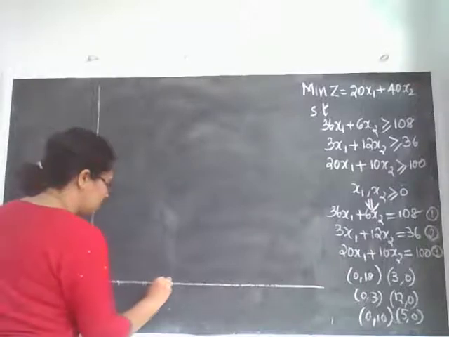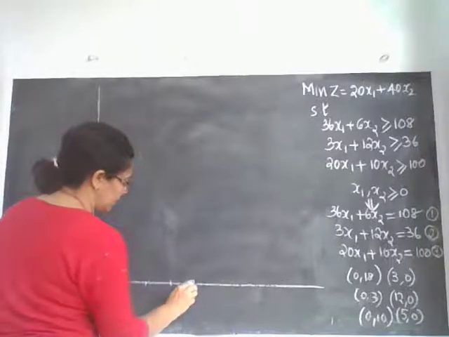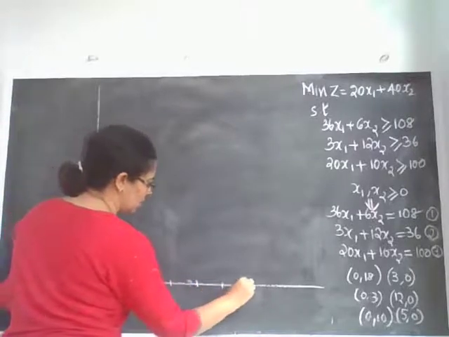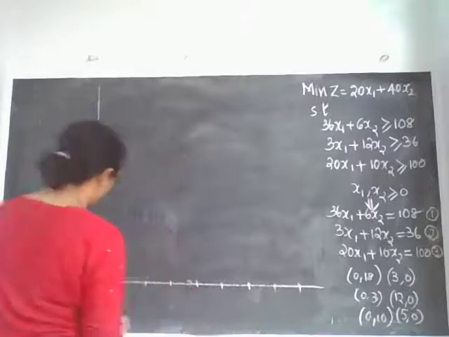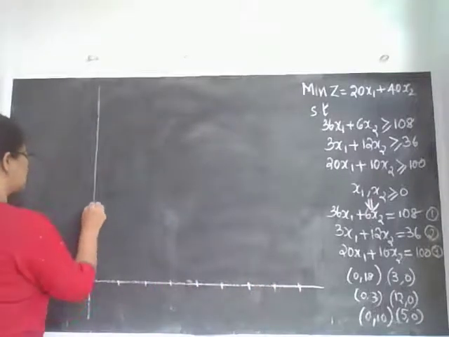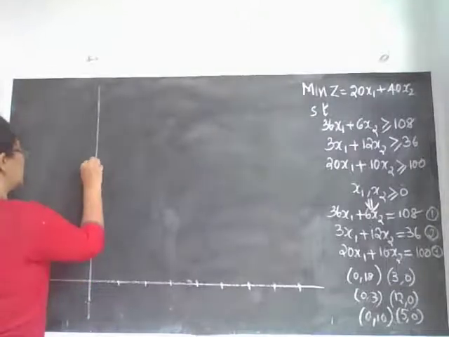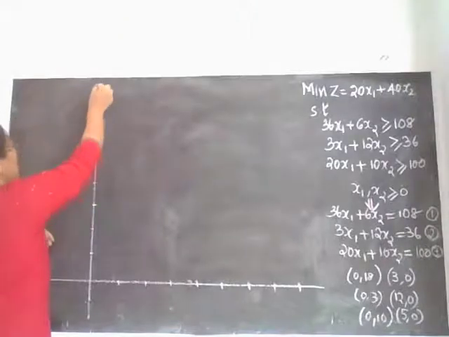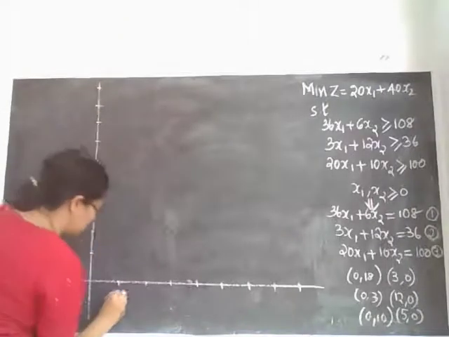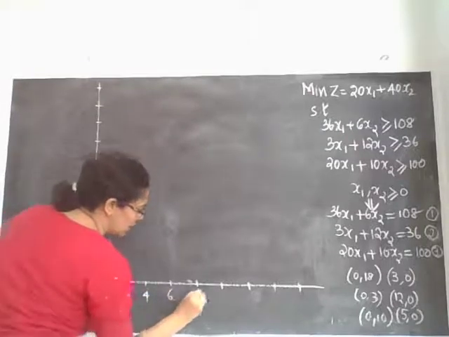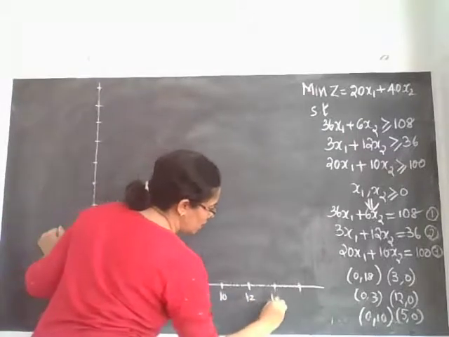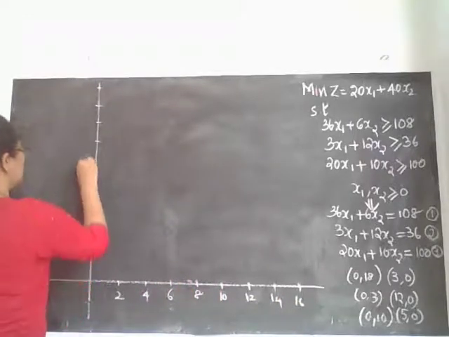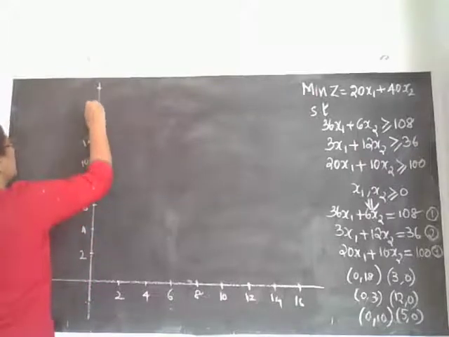2, 4, 6, 8, 10, 12, 14, 16, 18. 2, 4, 6, 8, 10, 12, 14, 16, 18.